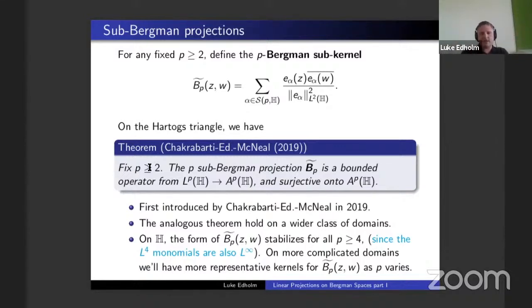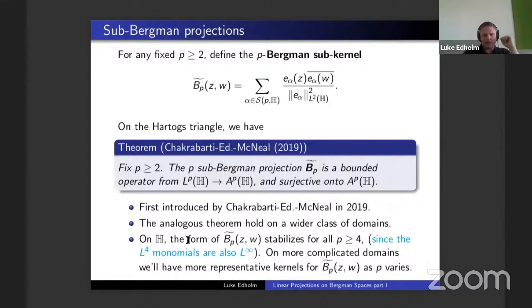So if we fix p greater than or equal to 2, this p-sub Bergman projection, denoted by this, is a bounded operator from L^p to A^p, and it's surjective onto A^p, okay? So I said we introduced this a couple of years ago. The analogous theorem holds on a wider class of domains. Debraj is going to talk about this.